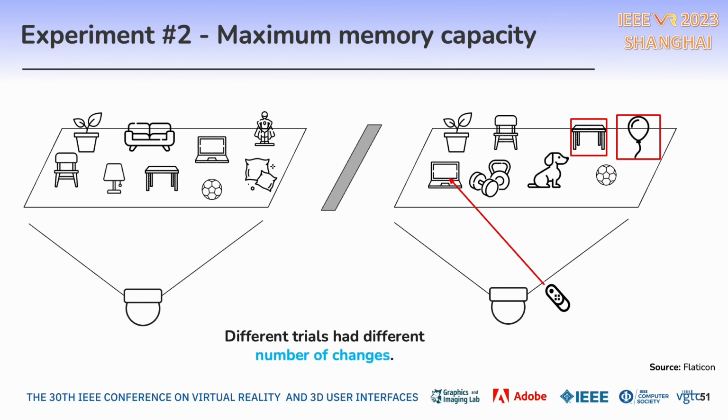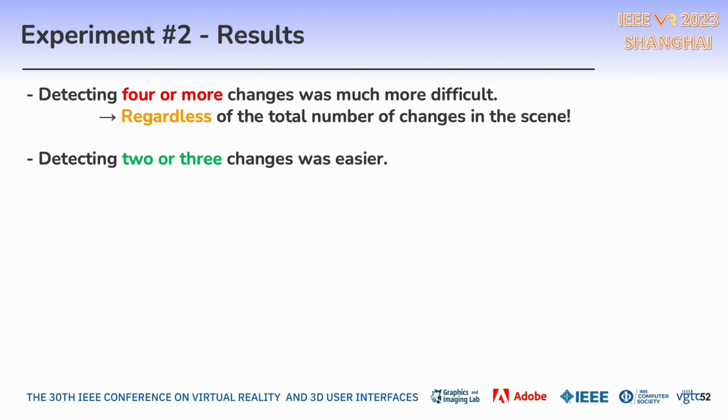We varied the number of total changes in the scene and found that detecting 4 or more changes was strikingly hard, regardless of the number of changes that had actually happened in the scene. This means that even when up to 14 changes were applied to the scene, people were on average unable to detect more than 4, leaving up to 10 of them undetected.